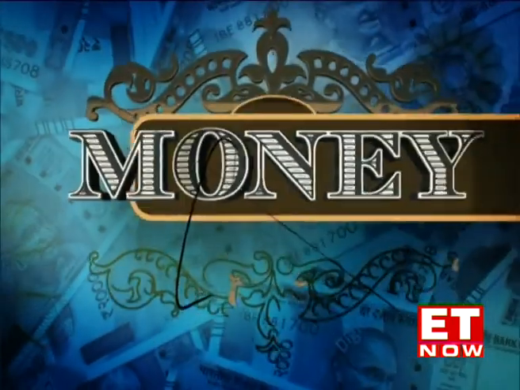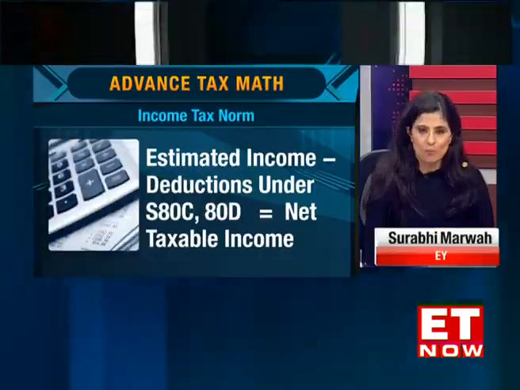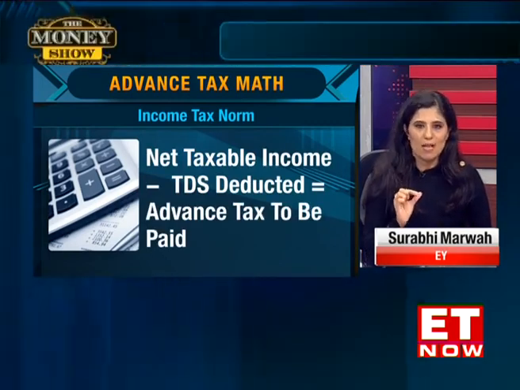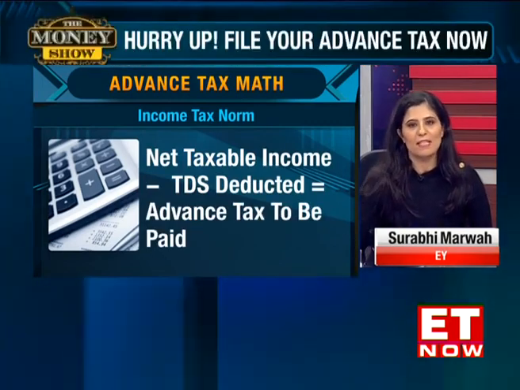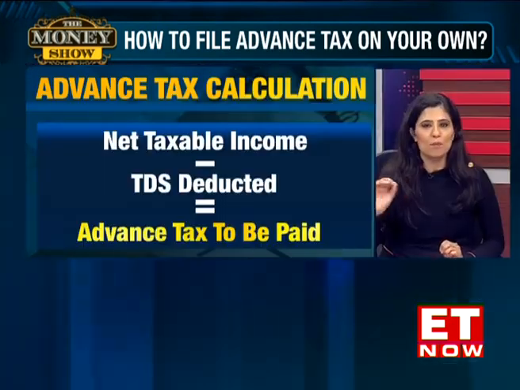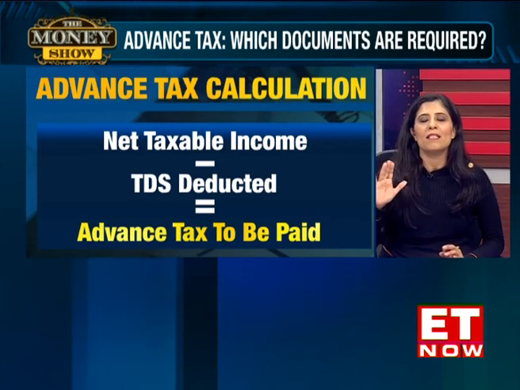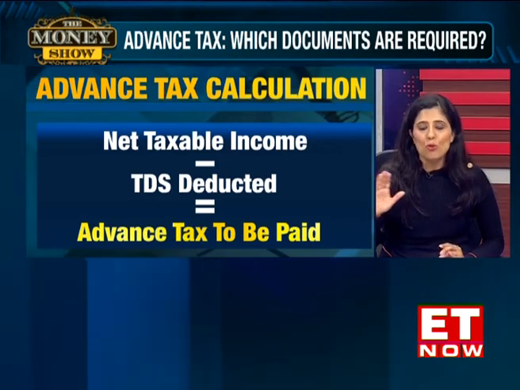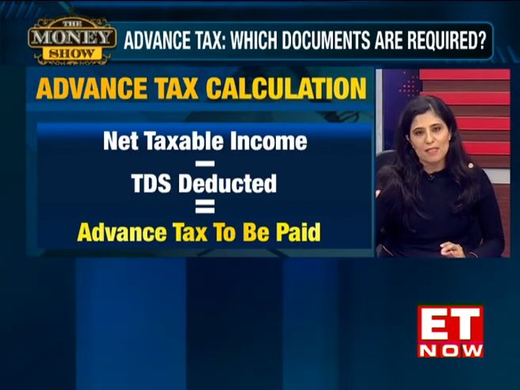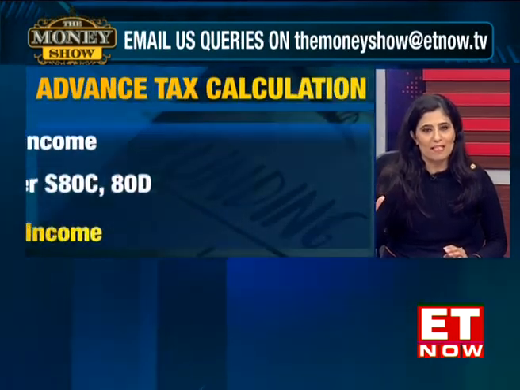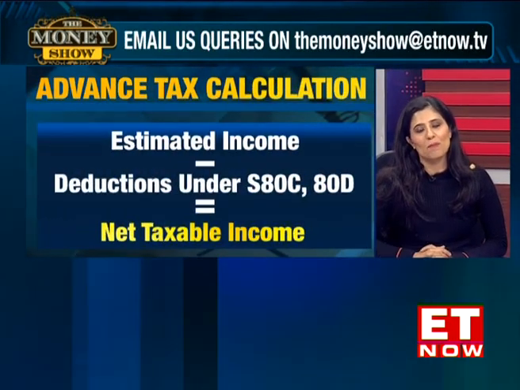Okay, so there are exceptions. If your amount does not exceed 10,000 rupees after taking into account any tax deducted at source, then you don't need to pay advance tax. So if your net taxable income minus TDS is not more than 10,000 rupees, no need to pay advance tax. If you are a senior citizen and you do not have income from a business, you do not need to pay advance tax. Besides this, there is no other exception.